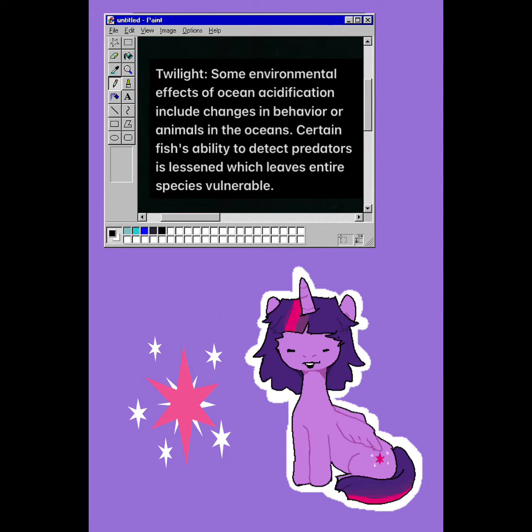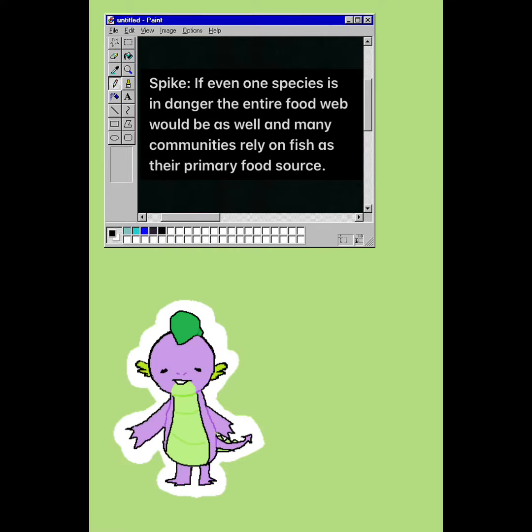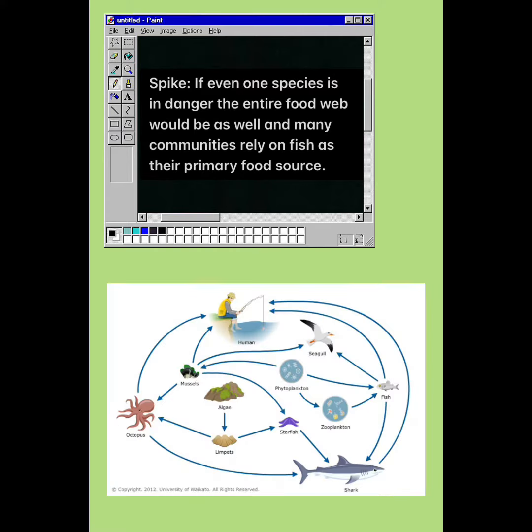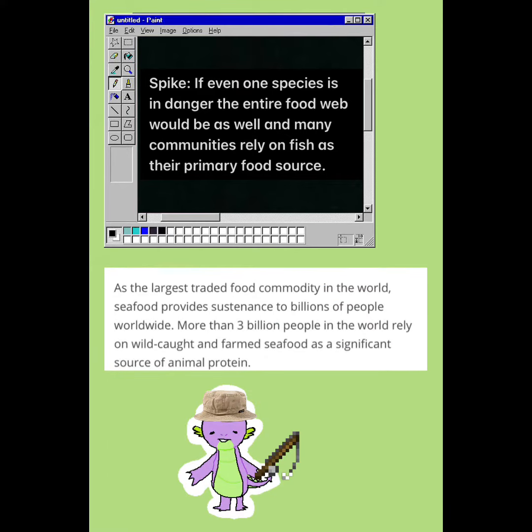Some environmental effects of ocean acidification include changes in behavior of animals in the oceans. Certain fish's ability to detect predators is lessened, which leaves entire species vulnerable. If even one species is in danger, the entire fleet would be as well, and many communities rely on fish as their primary food source.